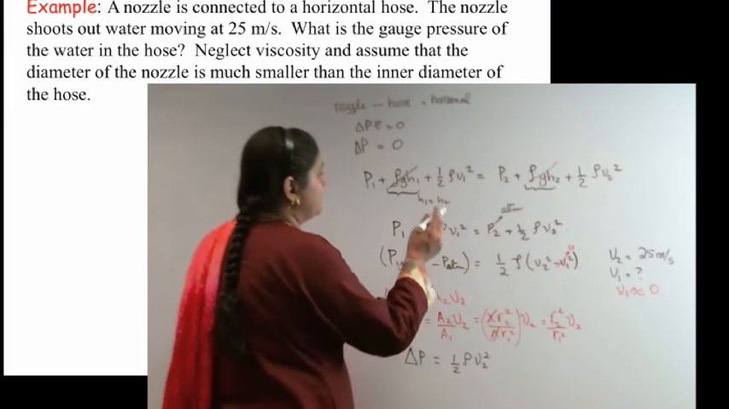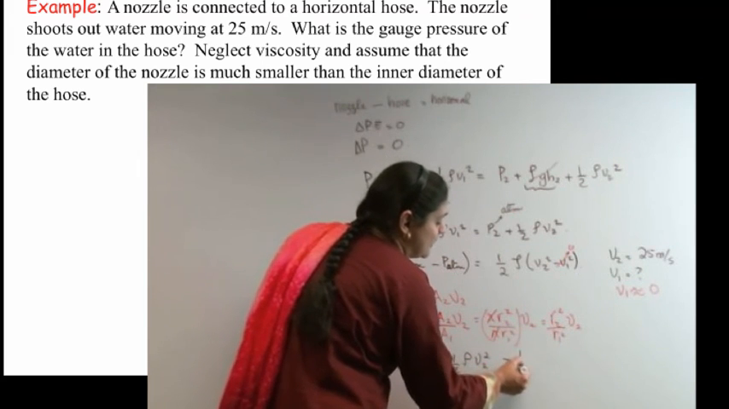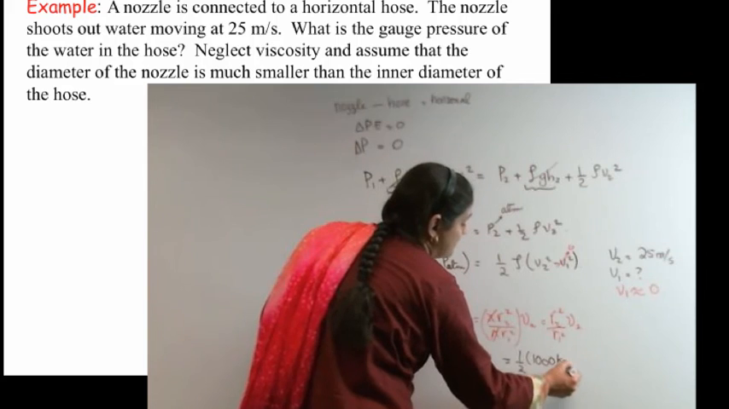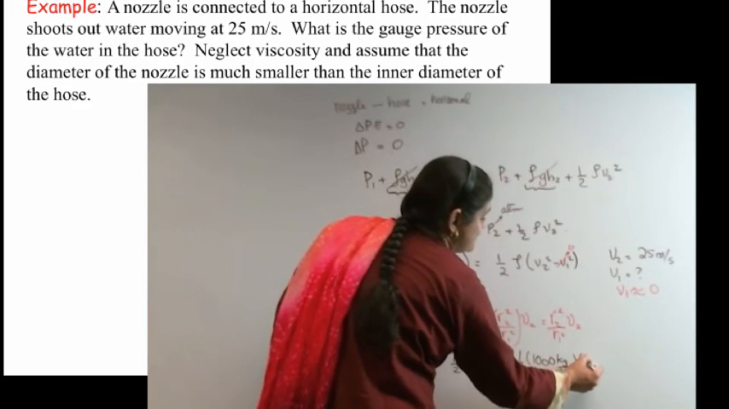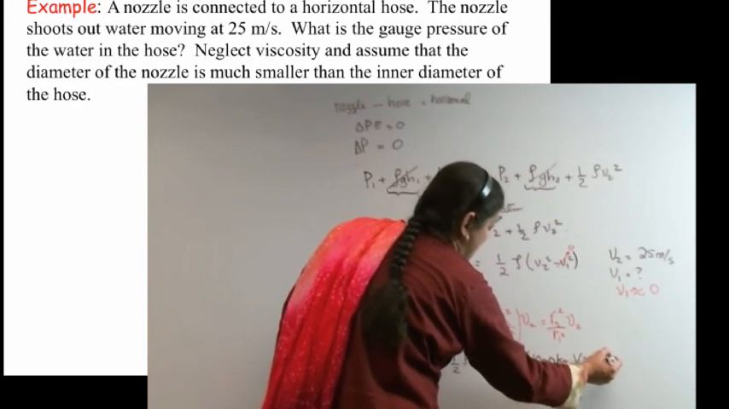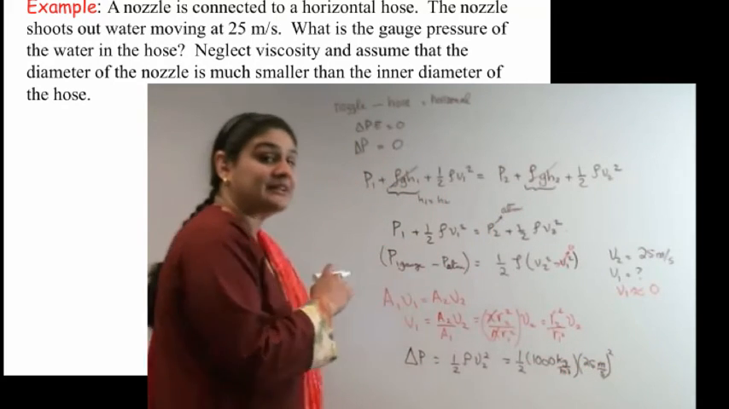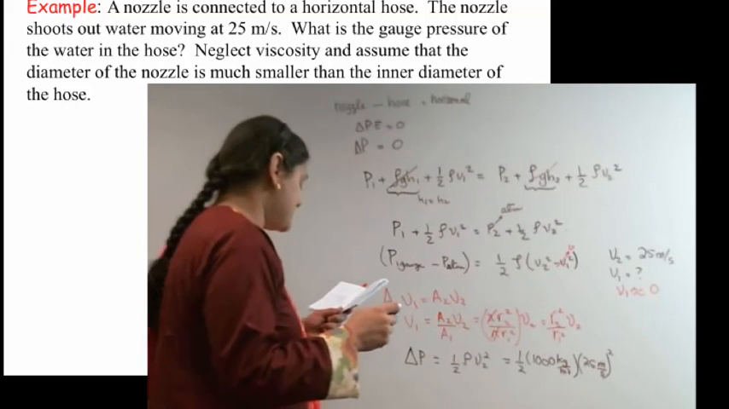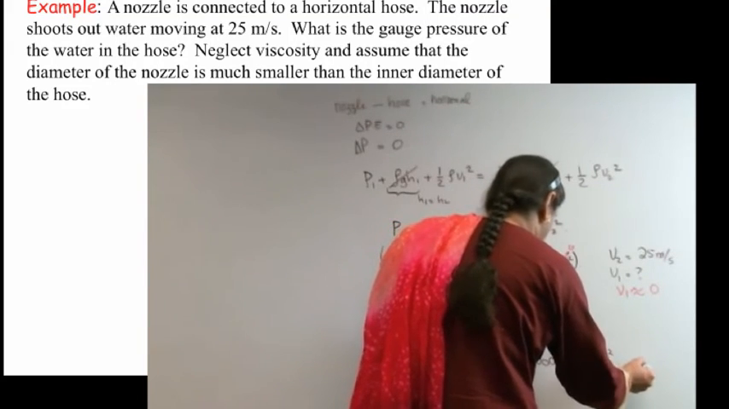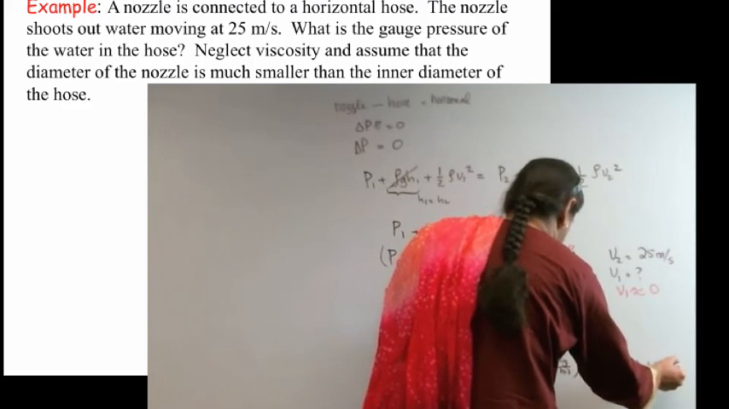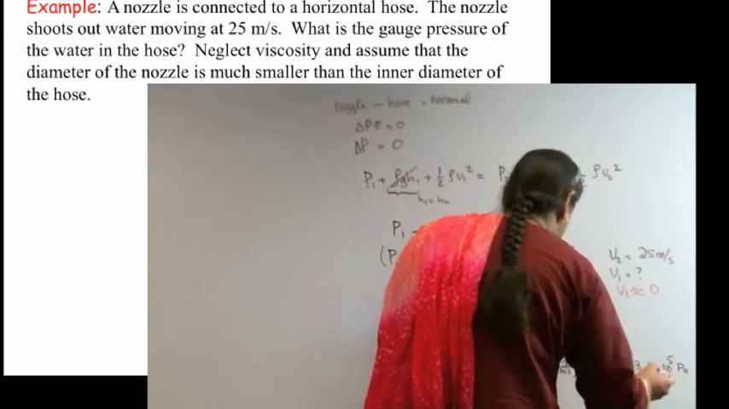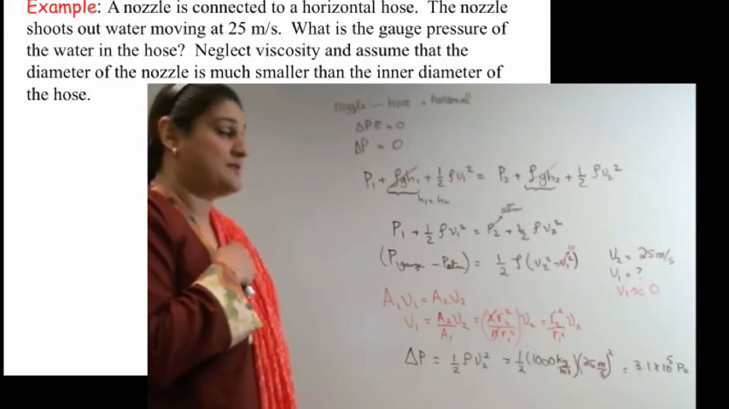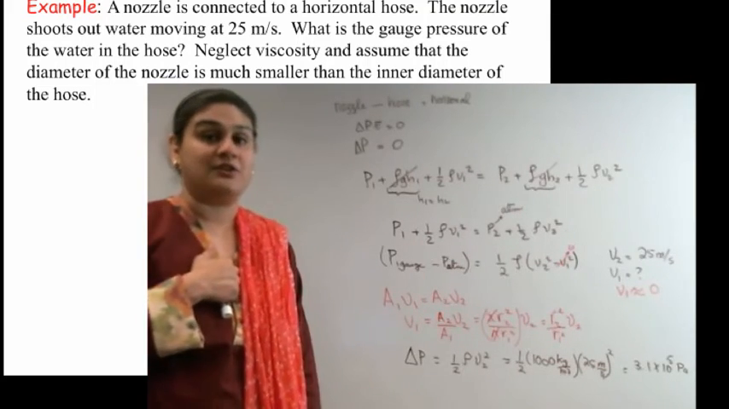That means rho for water is what? 1,000 kilograms per meter cubed, and V is given to be 25 meters per second. You plug the values in and you solve them. So for this one, the answer that I get is 3.1 times 10 to the 5 pascals. And what I want you to do is convert it into atmospheric pressure and see how much of a factor that's going to make.